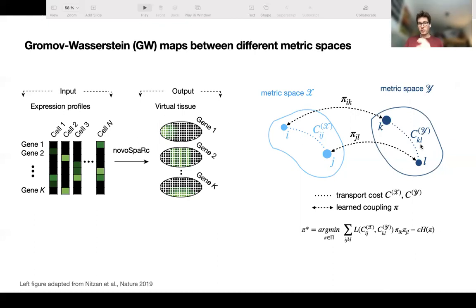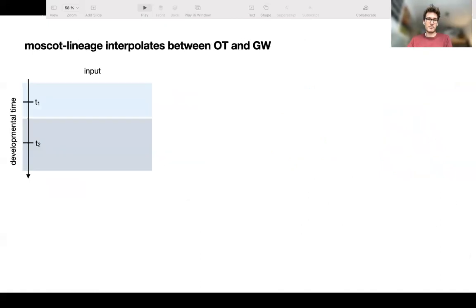So on average, across cells, across genes, cells which are similar in gene expression space are going to be similar in your tissue space. This doesn't hold for every cell and for every gene, but on average it holds. And that is the objective function you get from that. So you have a distance between these two distance matrices here. You multiply this with the respective entries in the couplings, and again, you use an entropy regularizer.